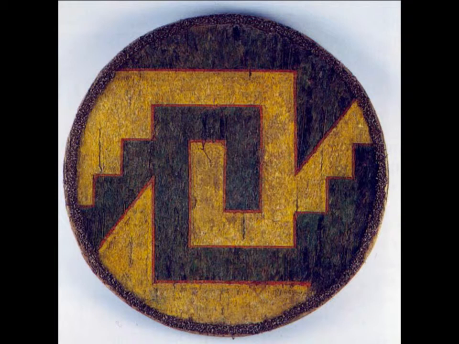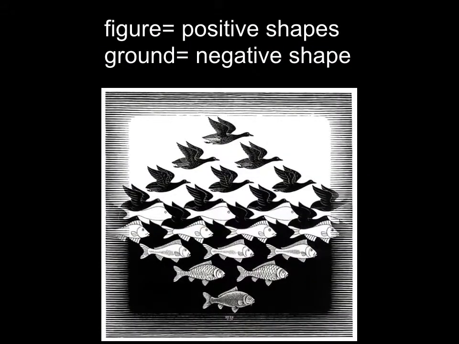This type of occurrence is more common than you think, and often in a successful composition, both can be important, right? So there's a name for this occurrence. It's called figure versus ground, or positive versus negative shapes. So instead of calling something the figure, we call it the positive shape. And instead of calling something the ground, we call it the negative shape.